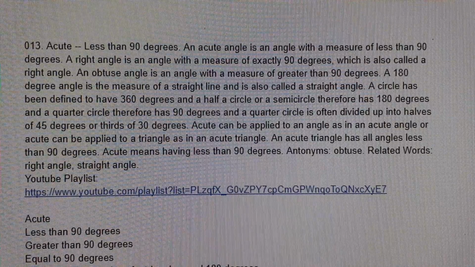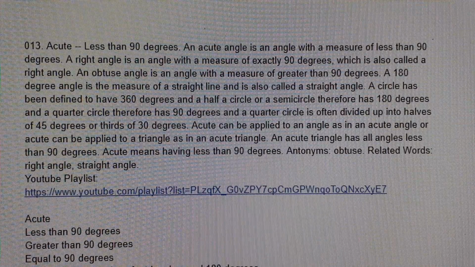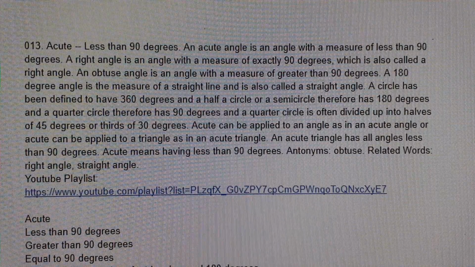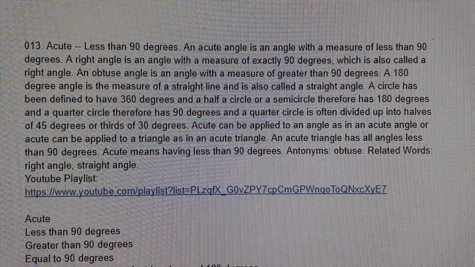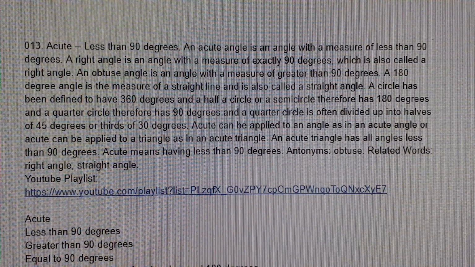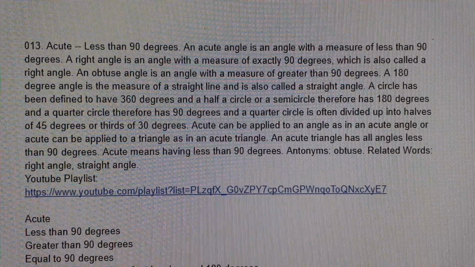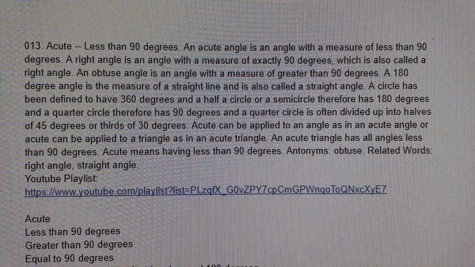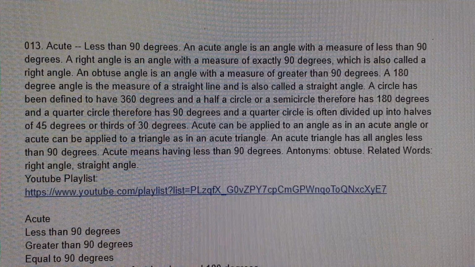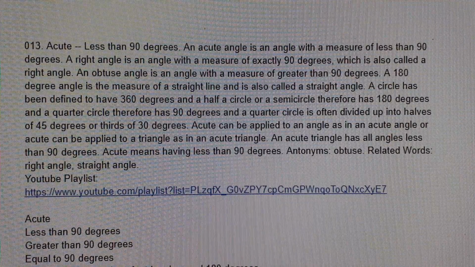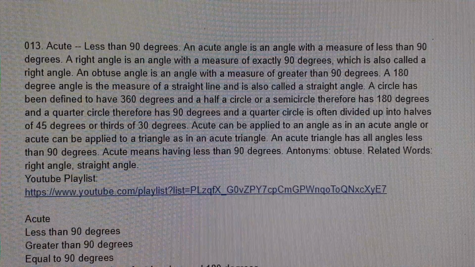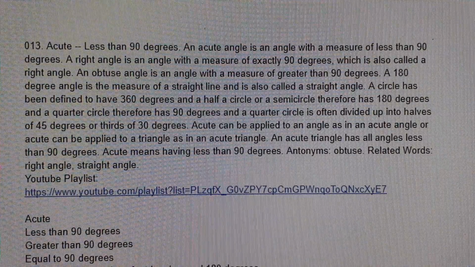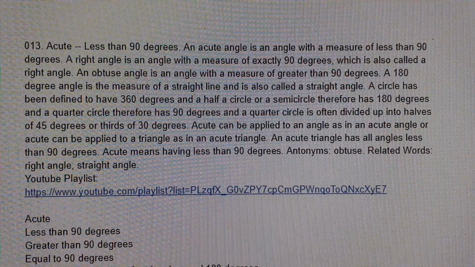Acute can be applied to an angle, as in an acute angle, or acute can be applied to a triangle, as in an acute triangle. An acute triangle has all angles less than 90 degrees. Acute means having less than 90 degrees. Antonyms: obtuse. Related words: right angle, straight angle.